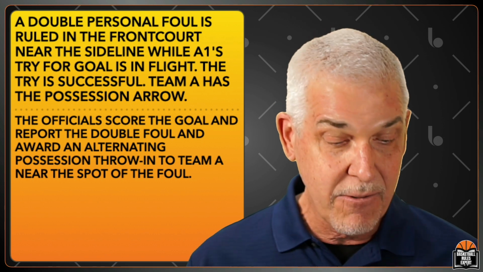So we have a try in flight here. A try is in flight and a double foul is ruled. The fouls are reported, the goal is scored, and the resumption of play is determined to be an alternating possession throw-in near the spot of the foul. So our crew in this instance did some things correctly. But a key component here is when the try is in flight and there is a double foul ruled, does the ball become dead?